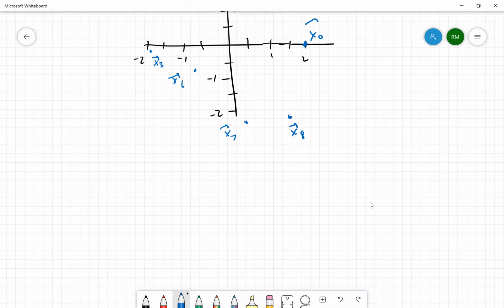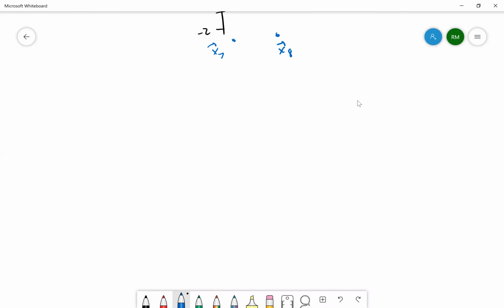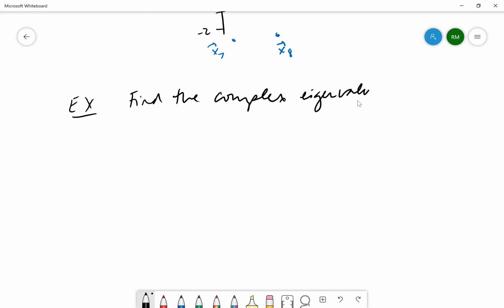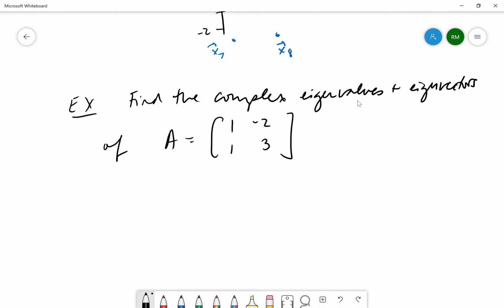So that is the interesting part of complex eigenvalues. So I'm going to give you guys a problem to work on in your notes. I want you to find the complex eigenvalues and eigenvectors of the matrix 1, 1, negative 2, 3. All right.